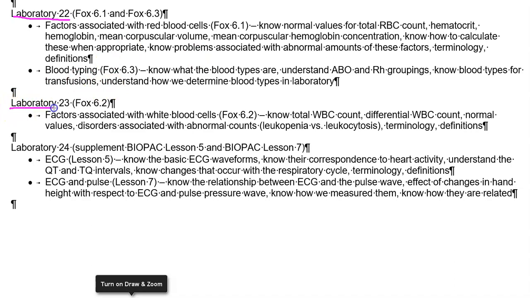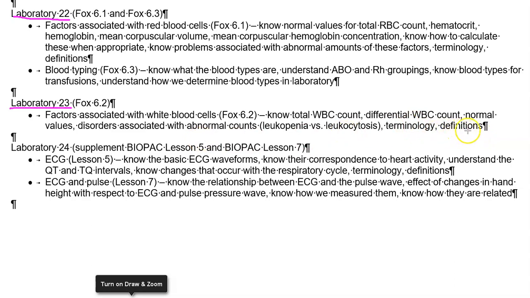For Lab 23, that's Fox 6.2, that's the white cells. The white cells, we did two things. We did a total white blood cell count and a differential white blood cell count. So the total white cell count, you should know the numbers and how we did it with the hemocytometer. For the differential, you should know about staining the slide and counting the different types of white blood cells. You should understand the normal values for each. You should understand the associated abnormal count. So what's leukopenia versus leukocytosis and what's associated with those. You should understand the other terminology and definitions associated with these.